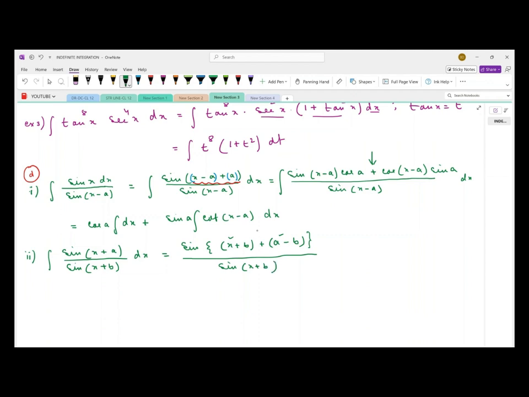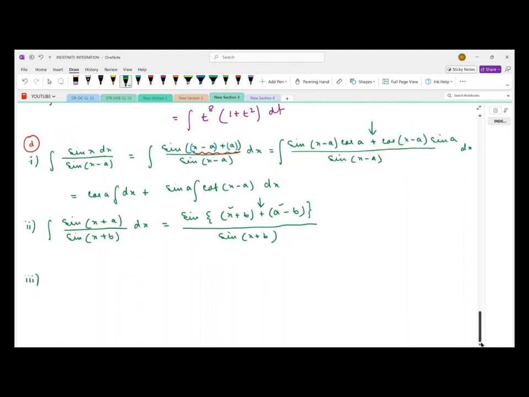And then again, with the sine a plus b formula, if you split along this plus sign, you can manage it. So I'm not completing it. I've shown it in the first sum. So after that, you can do it on your own. Next, type 3.